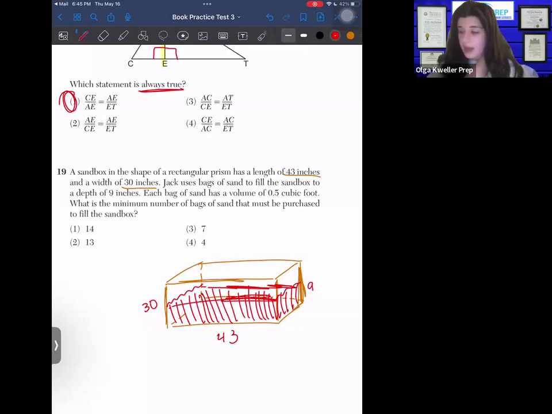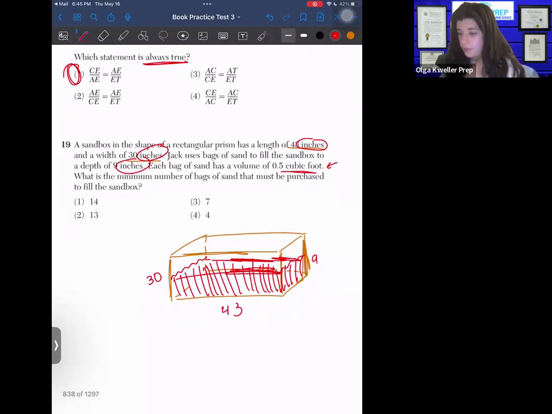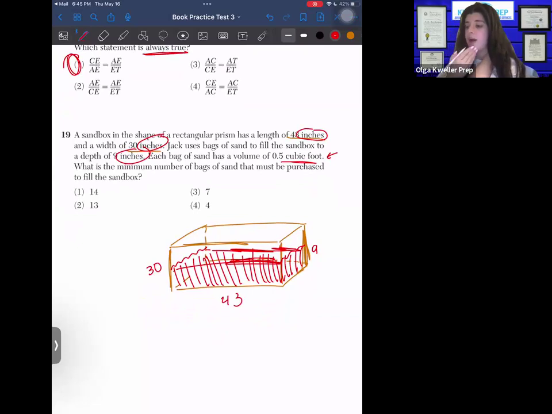And again, a life hack is to check that all the units match, right? Inches, inches, inches. Each bag of sand has a volume of 0.5 cubic feet. See, now they're flip-flopping the units. What is the minimum number of bags of sand that must be purchased to fill the sandbox? Okay, so what are we doing? What do we have to figure out first?